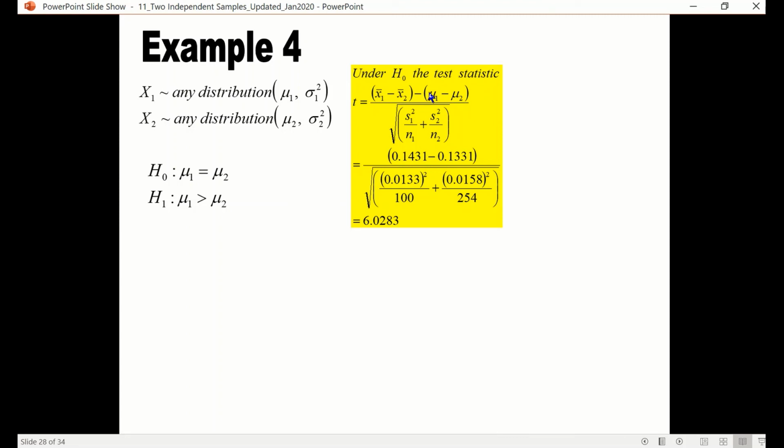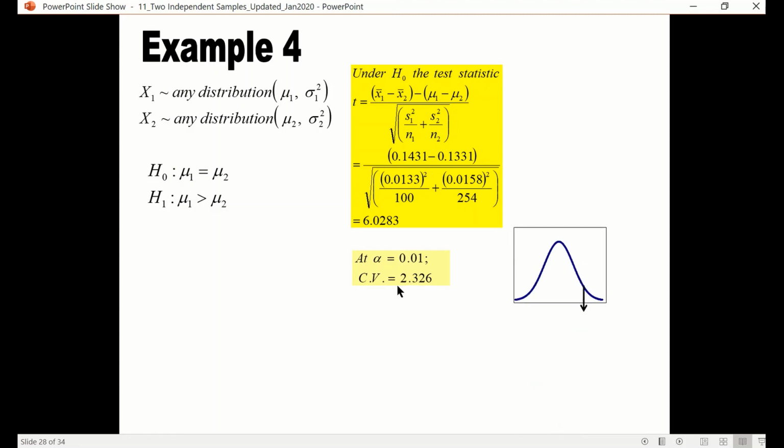Under the null hypothesis, for the test statistic you can replace this t with z. Although by right it is the t distribution, because of the large sample size, the t distribution will be almost as good as the standard normal distribution. So with that, we find that the test statistic is 6.0283, and going back to the standard normal, you will find that at alpha 0.01, the critical value is 2.326.